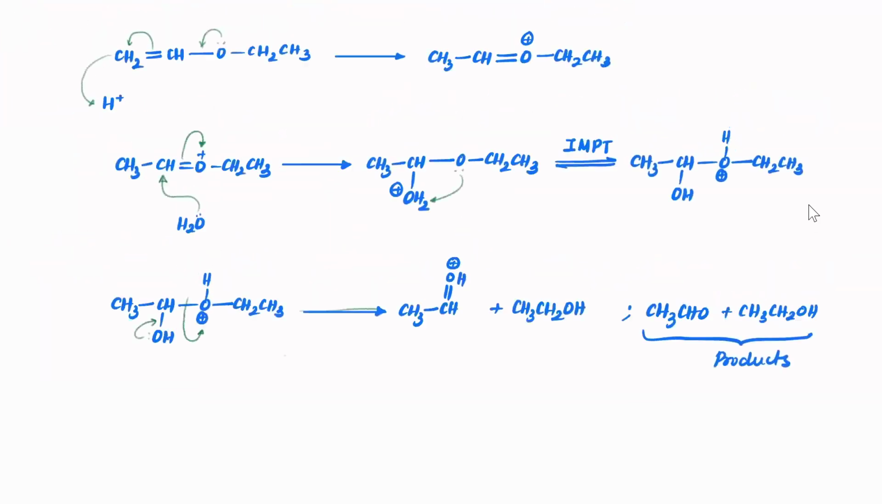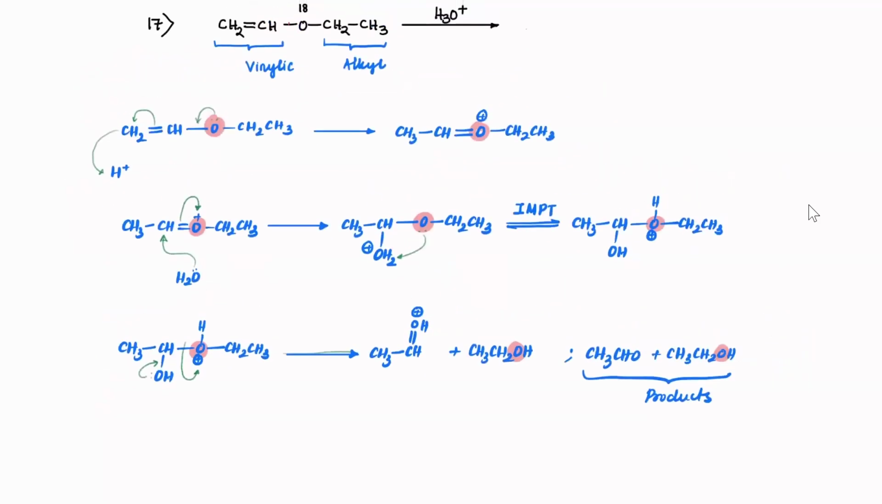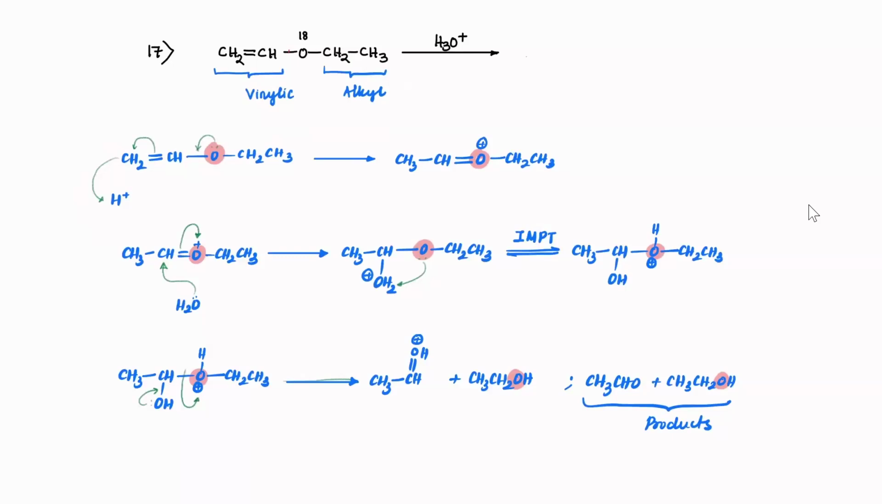Okay. Now let's see how the isotopic oxygen is moving across. I'll show it with the color. So this is that isotopic oxygen. This is where the isotopic oxygen is. Here it is, and here it is, and here it is, here it is, and finally after breaking, it is forming at this ethanol position. So this is how the bond breaking will take place. Got it? So finally, you would be reporting these two as the products.